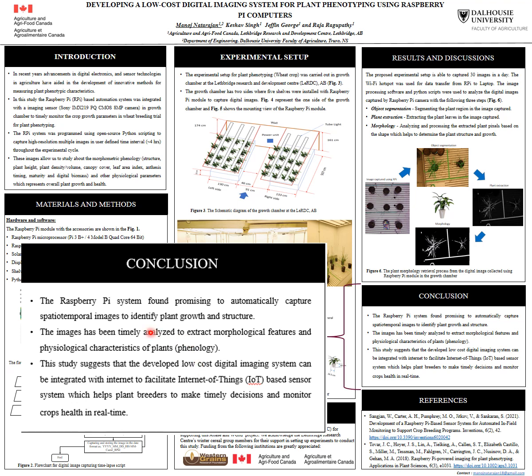Conclusion. The Raspberry Pi system was found promising to automatically capture spatio-temporal images of plant growth. The images have been analyzed to extract the morphological features and physiological characteristics of the plant. These studies suggest that the developed low-cost digital imaging system can be integrated with the Internet to facilitate an Internet of Things based sensor system, which helps plant breeders make timely decisions on monitoring the crop in real time.